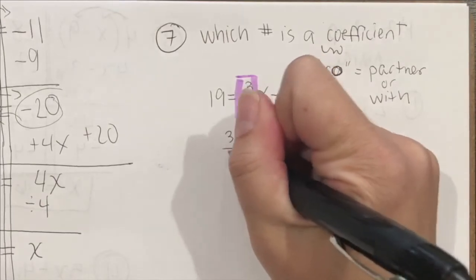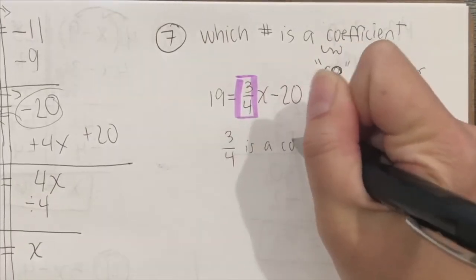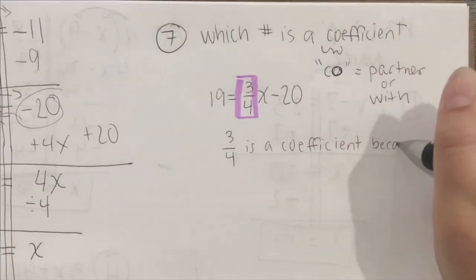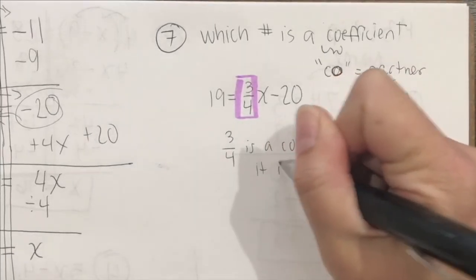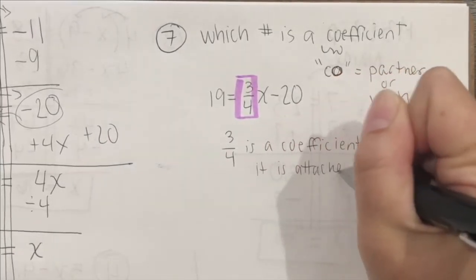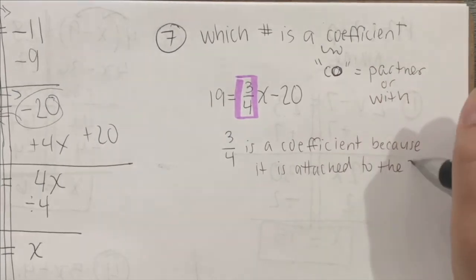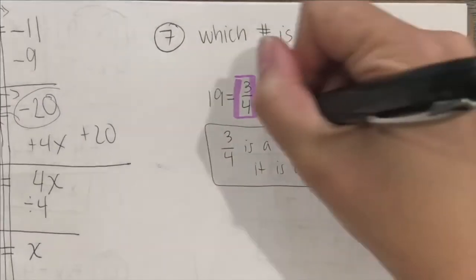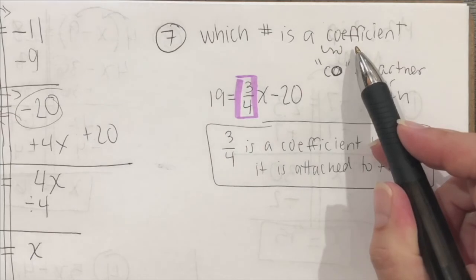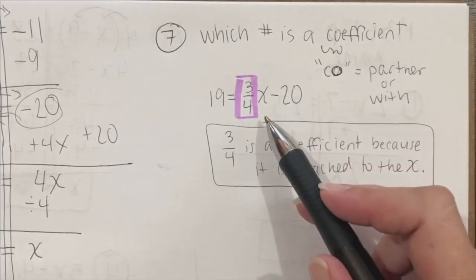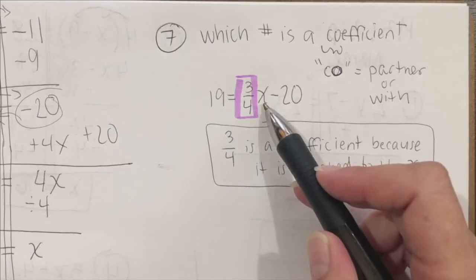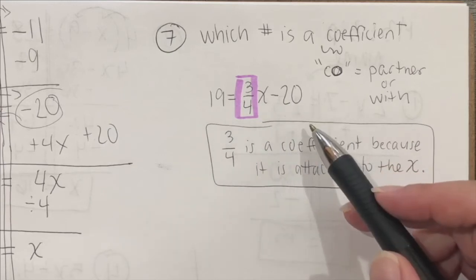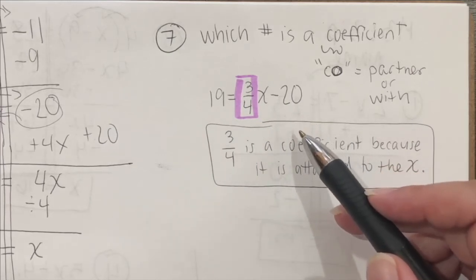So 3/4 is a coefficient because it is attached to the x. The coefficient tells us how many x's we have. And then the x is the variable, and the other number that's left over is the constant, because we know exactly how much we have.